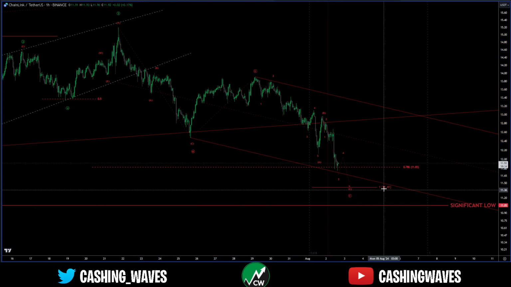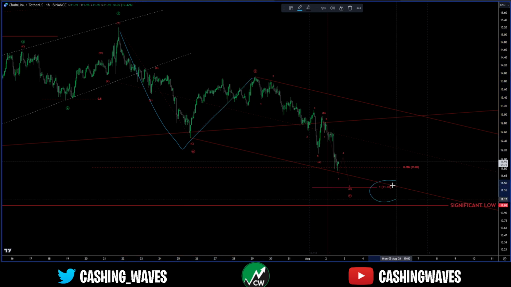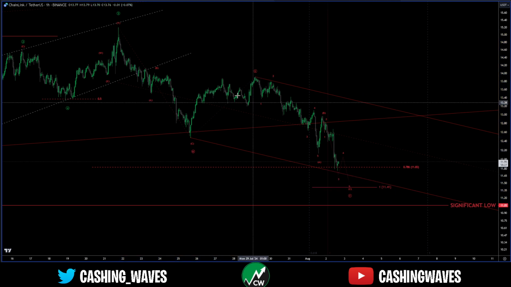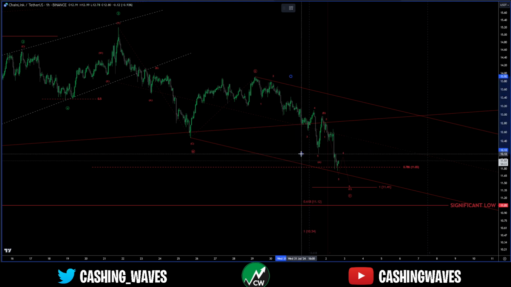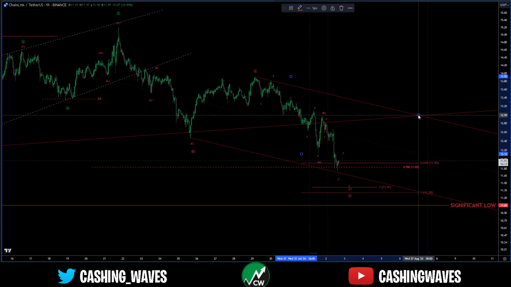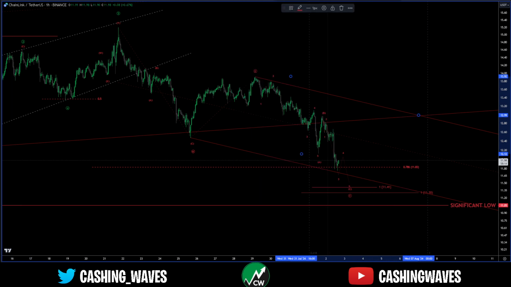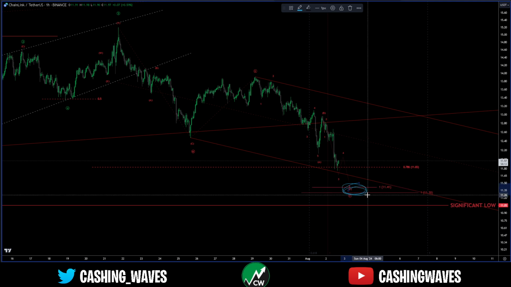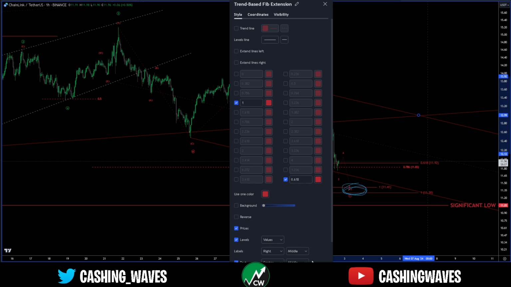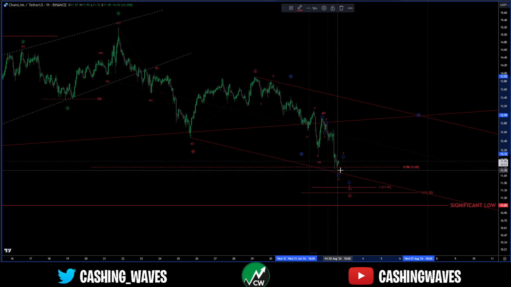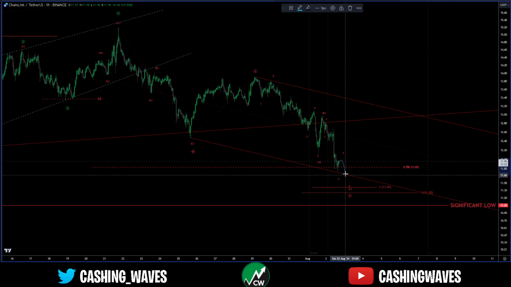Okay, so our 1-to-1 extension of W off our X is there at 1141, very close. And our 1-to-1 extension of our C wave length off our A wave off the B is around 1130. So you can see we have confluence in that zone. It's very, very close. But we can technically be complete now. We only have to hit the 618. So maybe we get just a double bottom here just to complete that 5th, and then we reverse.